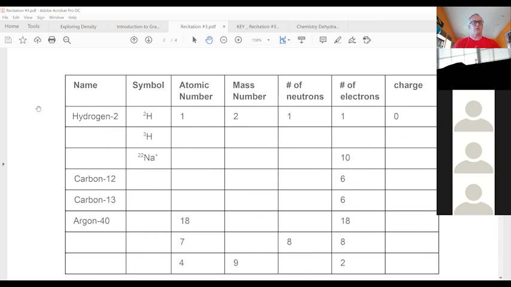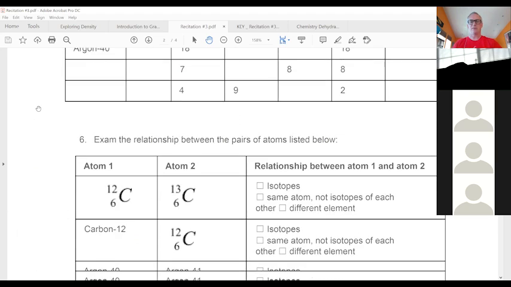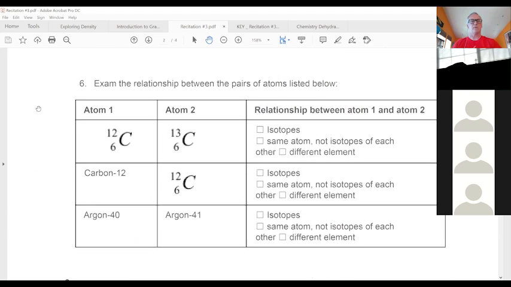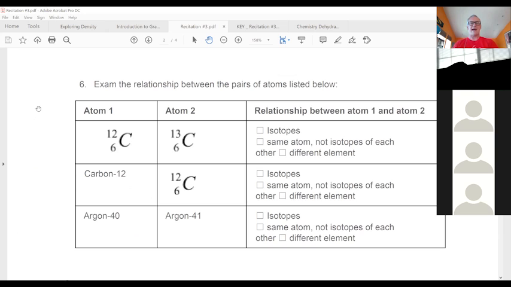Okay, let's super quickly, I'm running out of time here. So, atom 1 and atom 2. Group 1, what's the relationship between those two? Are they isotopes, same atom but not isotopes, or are they different elements? I put the second one. Same atom, not isotopes.